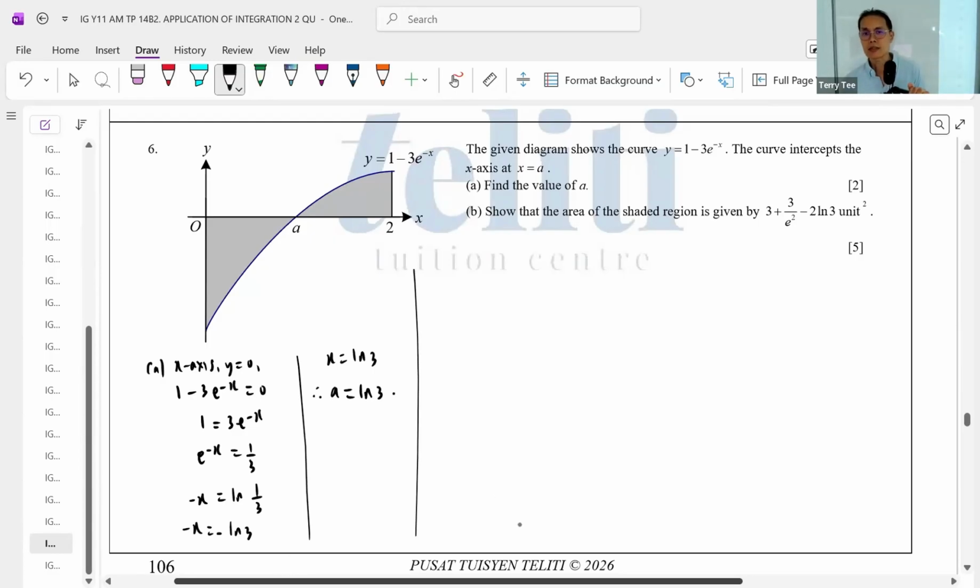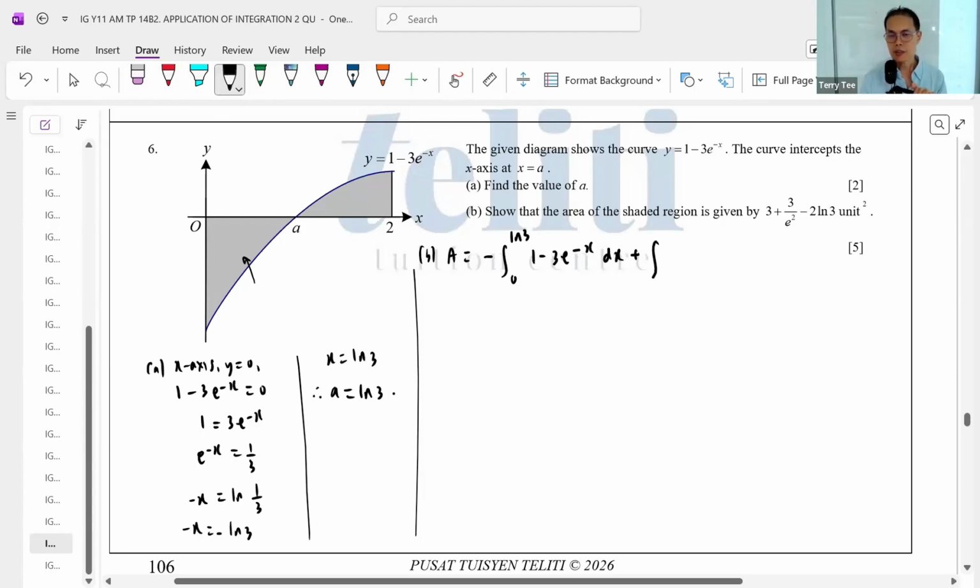Alright, next, show that the area of the shaded region is given by this. Okay, the shaded region consists of two parts. One on the left is below the axis. So when you calculate your area, you need to put a negative. You put negative or modulus because the integration value can be negative, but area is always positive, right? I prefer to put negative. You can put modulus if you want. Your limit, your A is now ln 3. So I sub in, this is ln 3, e power negative x dx.